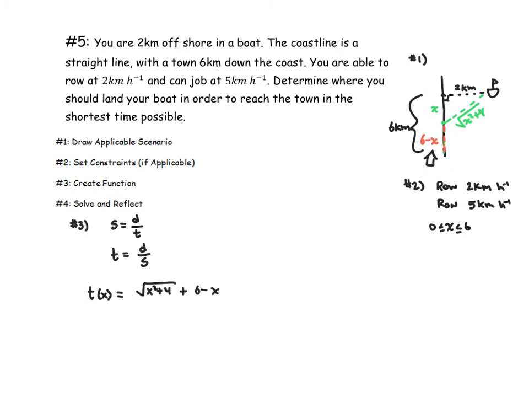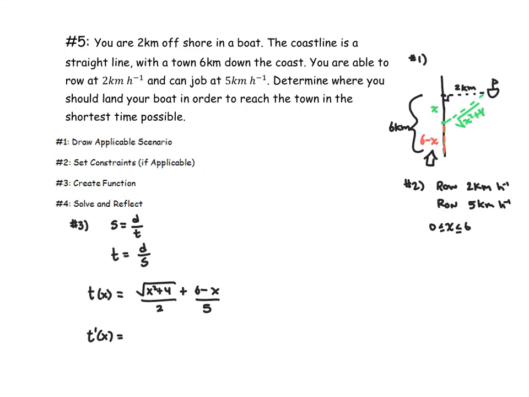Now time brings in a new dimension. While I'm traveling along that green dotted line, my speed is 2. So notice I've got distance over speed. This is my distance, this is my speed. And of course on this portion of the function, my speed is 5. So I've got t of x, t being time, distance being the functions on top, and speed being the denominator. Okay, so let's find t prime.